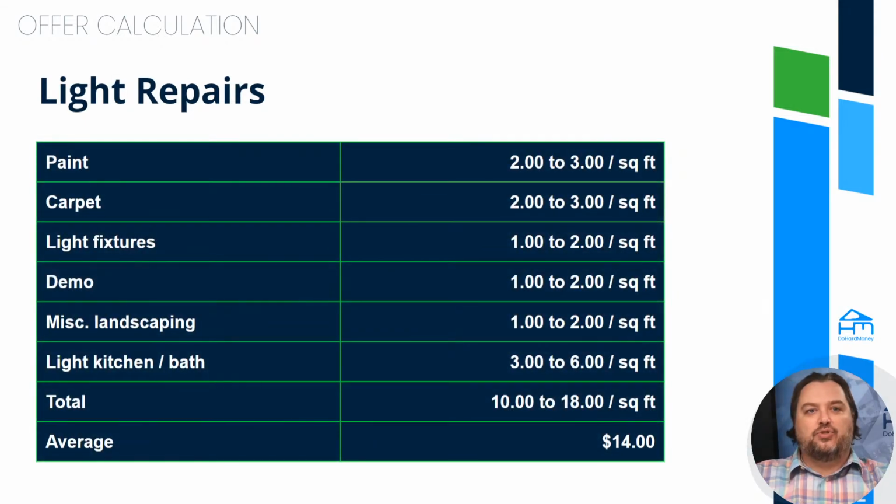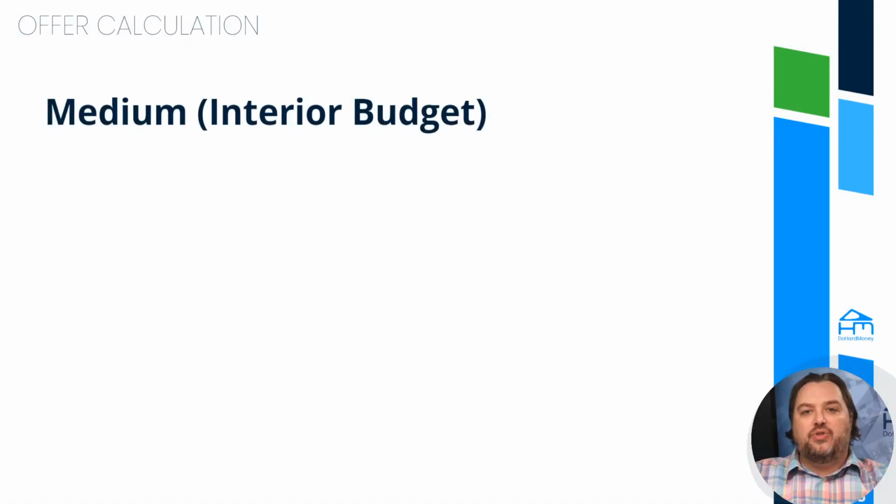Now, light repairs is we're doing a little bit more. We're doing a light kitchen or maybe some light bathroom remodel, those types of things. So I would be using the higher end of these, and you're averaging $14 a square foot. 10 to 18 is kind of the total there. So I would decide where you think yours would fall.